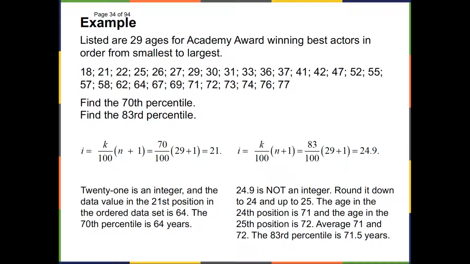So, to find the 70th, both of these, by the way, are not quartiles. So I need to use that first equation for both of these. That would be K over 100 times N plus 1. So for the 70th percentile, the K is 70. So I'd have 70 over 100. And I've got 29 individuals here, so that would be my sample size. Well, it's actually my population. But I would have how many data points I have, 29, plus 1. Do the math, and I would get that for the 70th percentile, that age is 21.